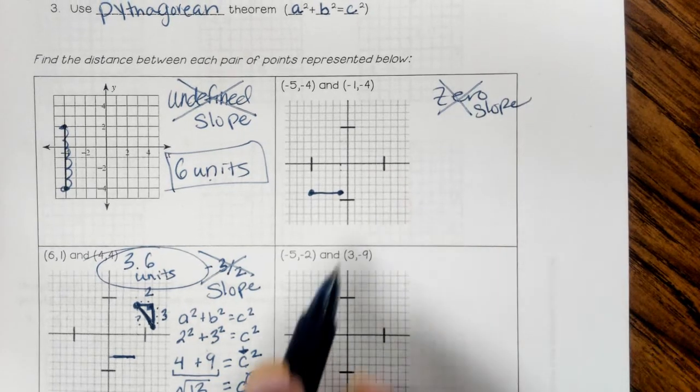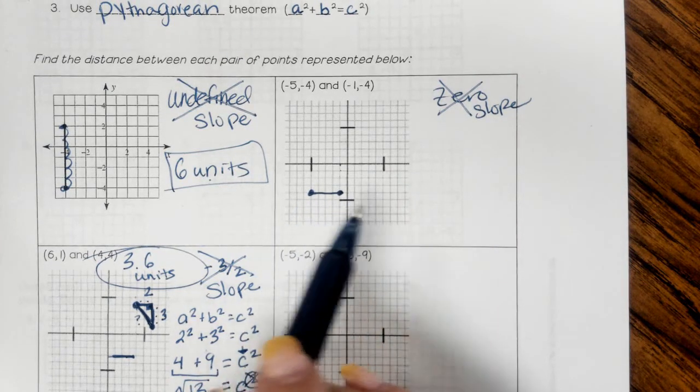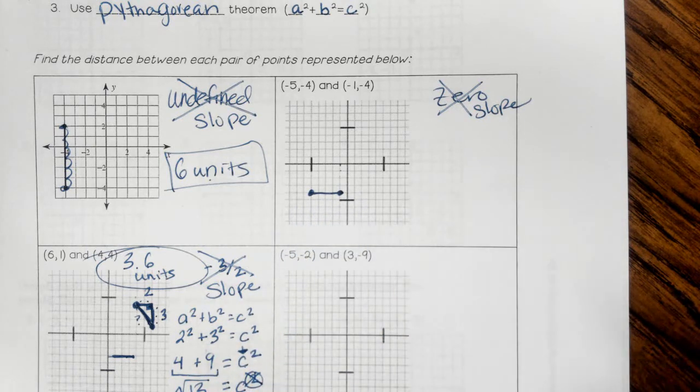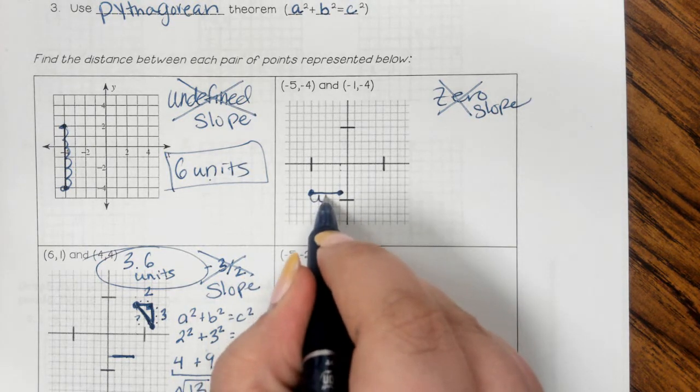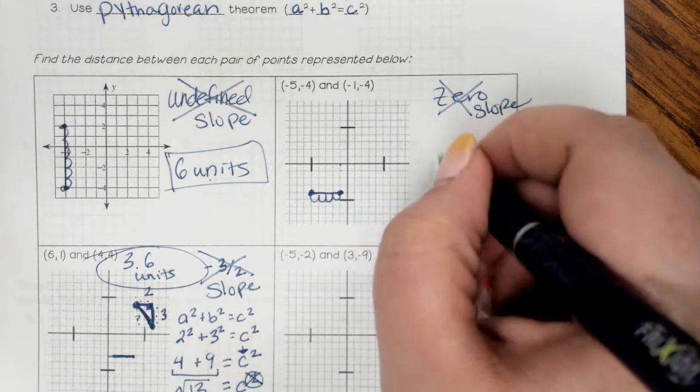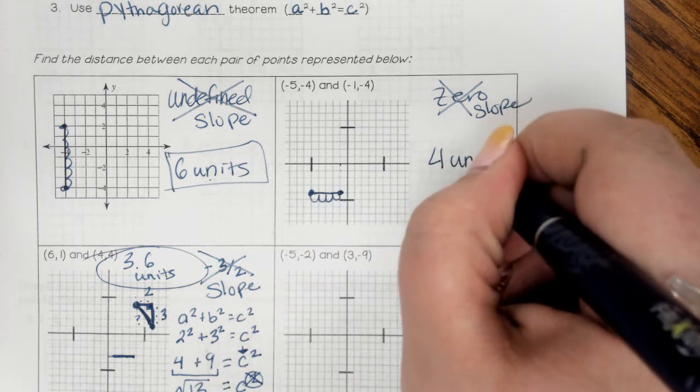To find the distance of this, I want to know how many units it's taking up. How many lines does this take up? This is 1, 2, 3, 4 lines. So that is 4 units long.